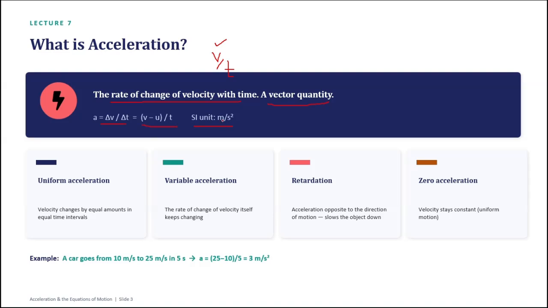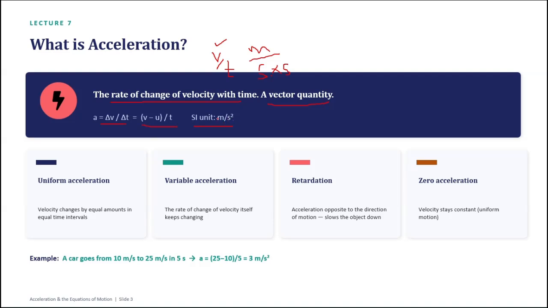The SI unit of acceleration is meter per second square. Okay, meter per second square, because the SI unit of velocity is meter per second, and the SI unit of time is second. So meter per second, and for time we have second as well, so it gets multiplied with second. So meter divided by second square. So the SI unit is meter per second square.